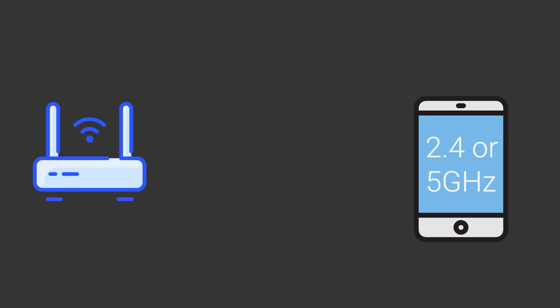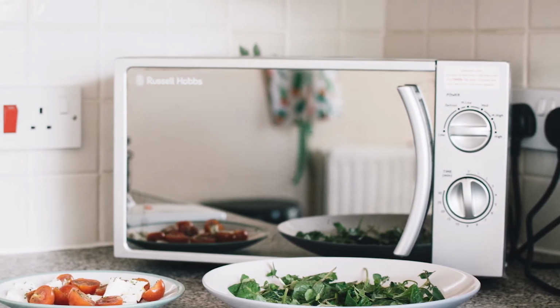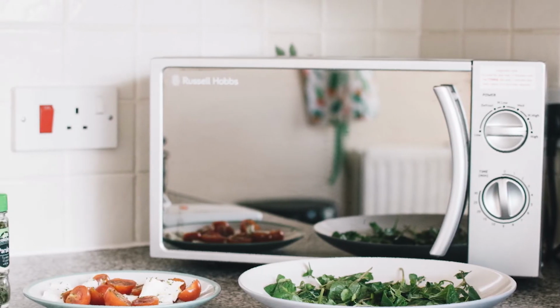And for Wi-Fi, this certain frequency happens to be 2.4 or 5 GHz. These frequencies are very close to the frequency in your microwave. That is why some people with a faulty microwave might experience interference in their Wi-Fi signals.